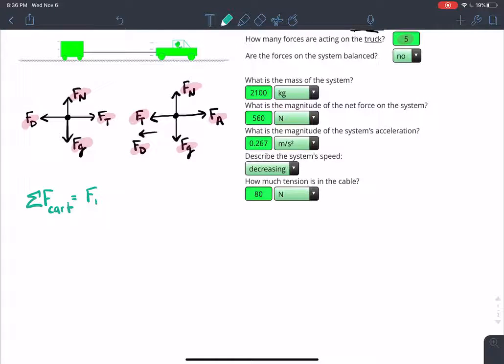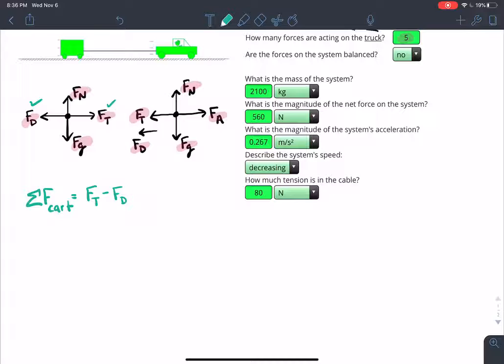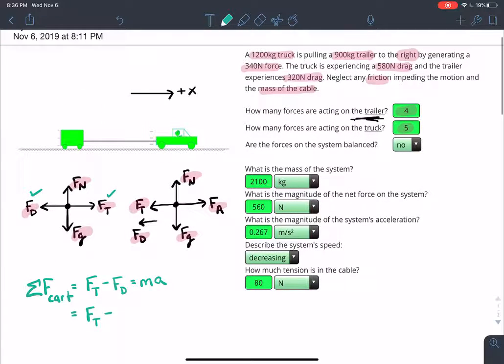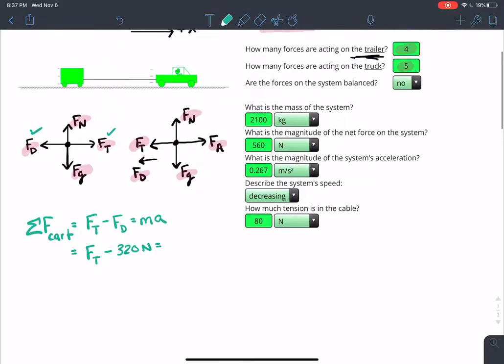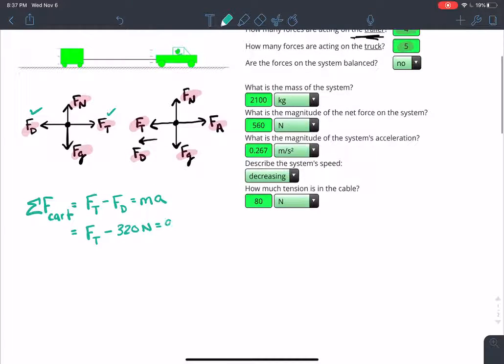That's my force of tension. And I'm going to subtract from that my drag force, FD. And it looks like I've done those two. So I'm all set. I'm going to set the whole thing equal to mass times acceleration. I'll then come in and fill in any numbers that I have. I do not know the force of tension in this problem. However, I am told the drag force acting on the trailer is 320 newtons. So we'll write in the 320 newtons is equal to the mass of the trailer, which in our problem is told is 900 times the acceleration.